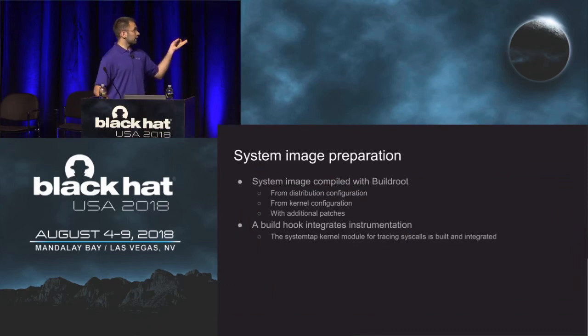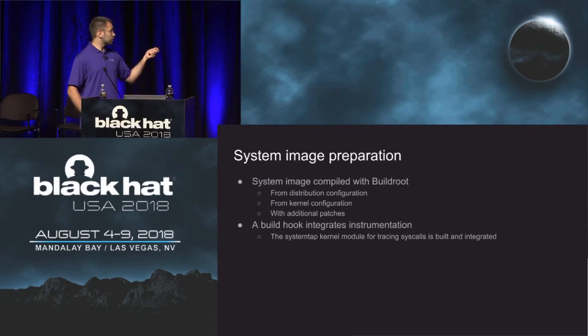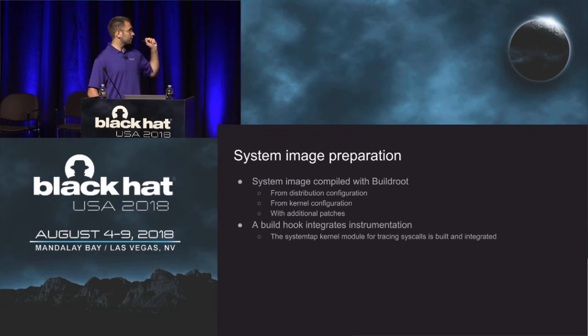So the system image is compiled with Buildroot. We just need to give Buildroot a distribution configuration, which tells it which packages to install inside the system. We need to give it a kernel configuration so that the Linux kernel can run on the QEMU device that is being emulated. And we need to supply it with additional patches so that everything works. Buildroot is very handy because you can add build hooks, and we can build our instrumentation with a build hook before the actual image is built.